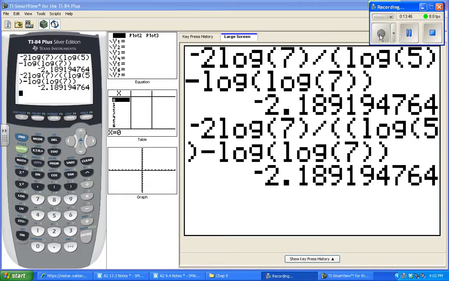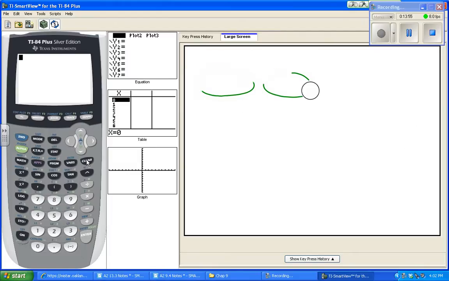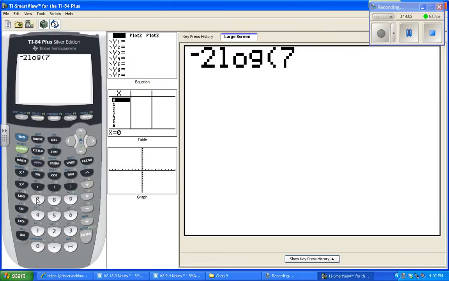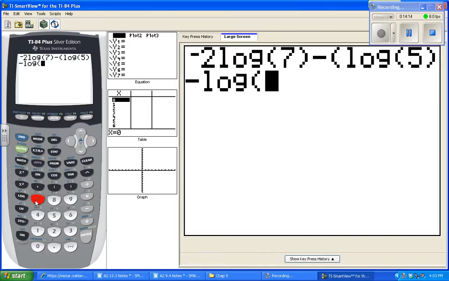Oh, I see what happened. I got too many logs in here. I don't need the log of the log. Let's clear this and do this again. Sorry about that. The numerator was really negative 2 log 7. Hopefully you guys caught that the first time. I was just testing you there. Negative 2 log 7 minus, and then in parentheses, log of 5 minus log 7.